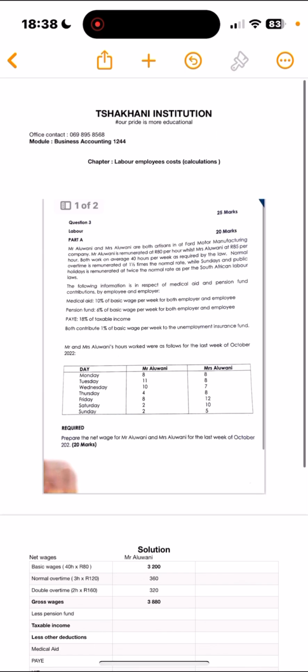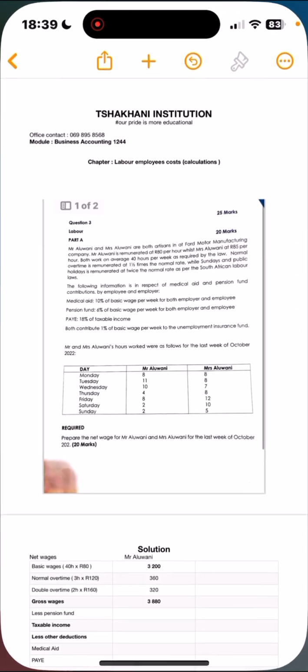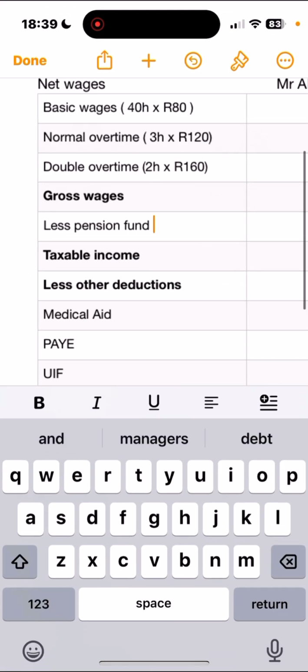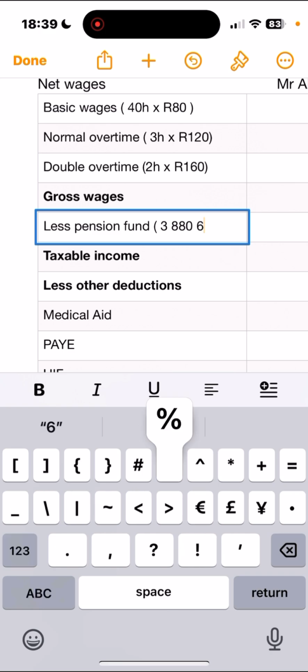According to the information, they said the following information is in respect of medical aid and pension fund contributions by employer and employee. Medical aid is 10%, and the pension fund, which we are looking for, is 6% of the basic wage per week for both employer and employees. So the pension fund is taking 6% of the basic wage. How much is our basic wage? 3,880, and then we multiply by 6%.